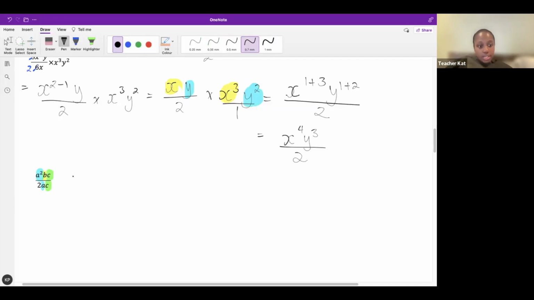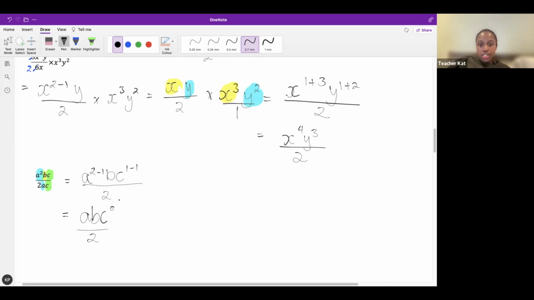So this will be equal to a to the power of 2 minus 1, because remember, if there's no exponent, then the exponent is a 1. And then b doesn't have a partner. And then c to the power of what minus what? 1 minus 1. And this is all over 2, which is at the bottom. So this will be a, b, c to the power of 0 over 2.